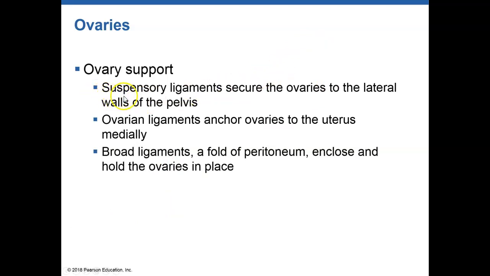So the ovaries are held in place. They're held not only to the fallopian tubes, but in place in the pelvis to the wall by suspensory ligaments. So we have suspensory ligaments, and then we have ovarian ligaments that hold the ovaries to the uterus itself. And then we have a broad ligament that holds the ovaries and the uterus in place within that peritoneal membrane.